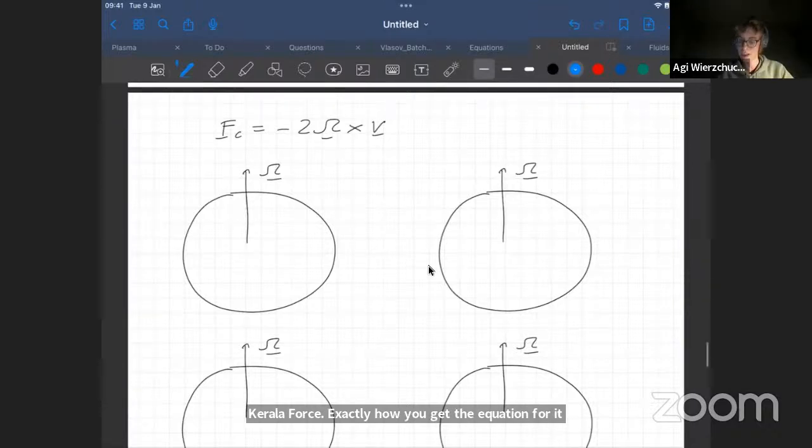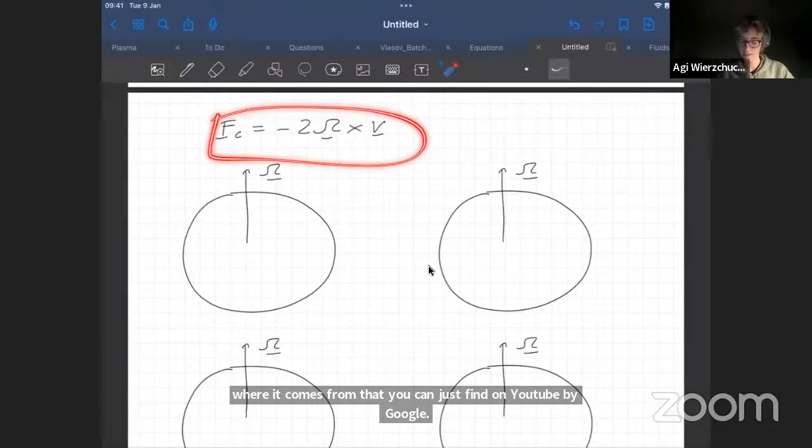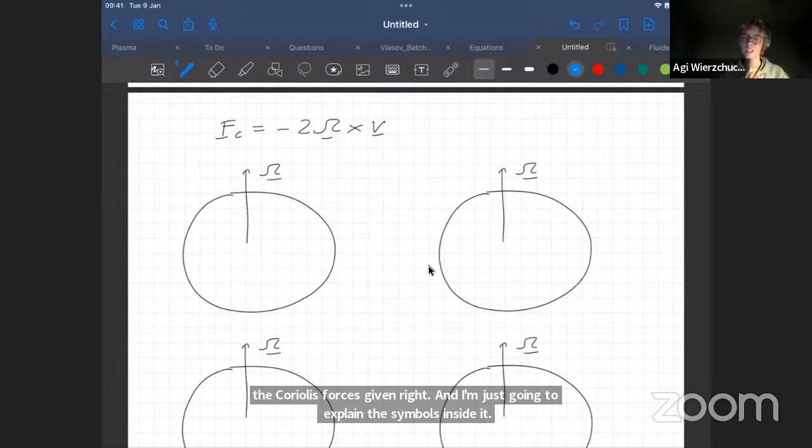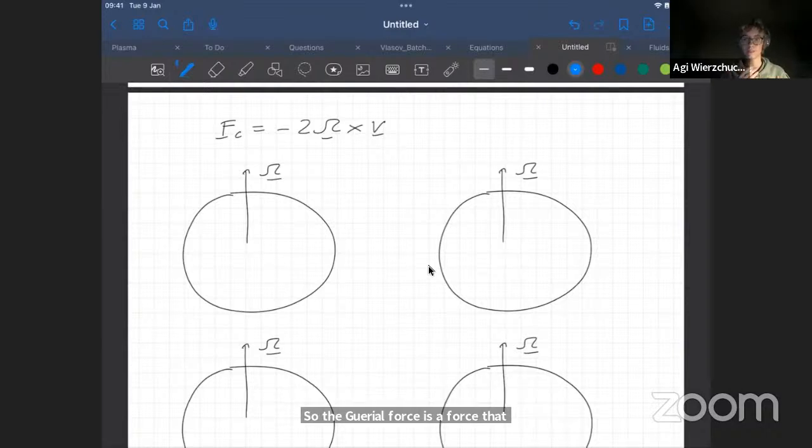So what I'm going to do is take the equation for the Coriolis force as given, and I'm just going to explain the symbols inside it. The Coriolis force is a force that you experience when you rotate around something, just like you have the centripetal force. It's just another type of force that we work with.